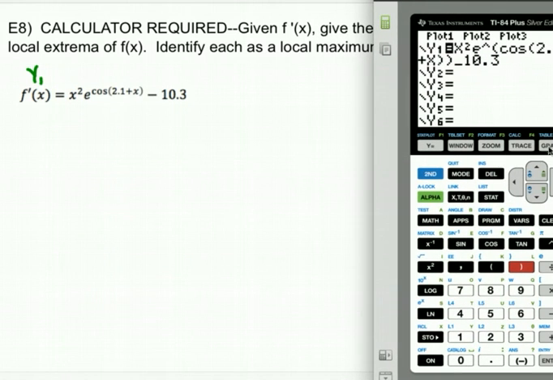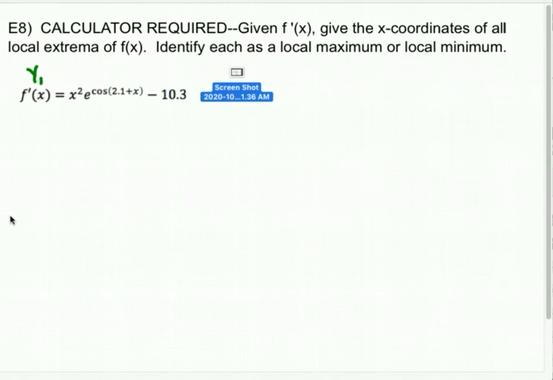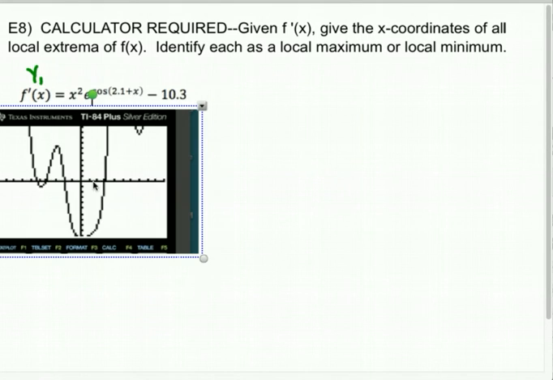Okay, so let's zoom 6. We're going to assume the standard window works. Okay, so here's the graph I can see. This is what I can see with my eyes for f prime. So remember, this is your f prime sign chart. Okay, so what's happening here is that these are my critical numbers.